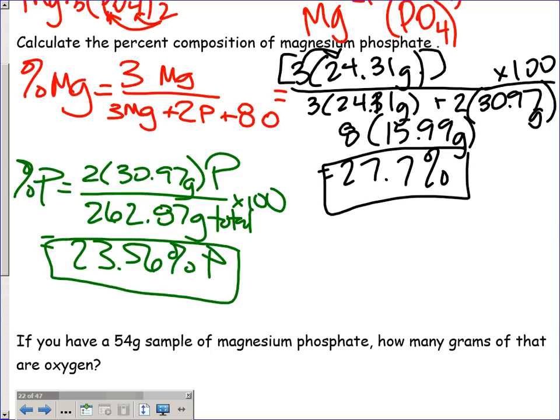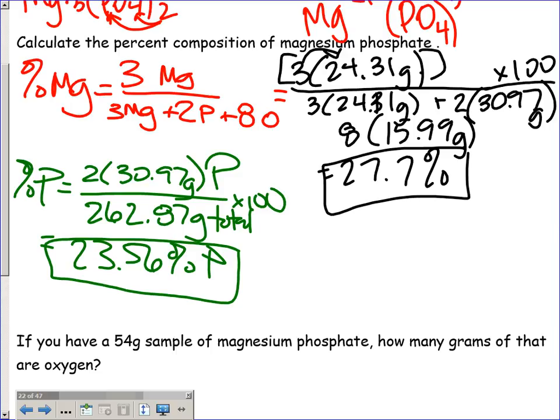Now, I'm actually not going to do the same process for oxygen's percent. What's another way we could get oxygen's percent without doing this exact same process? Jake? From 100, right? For percents, all the percents add up to 100. That makes it a little easier.